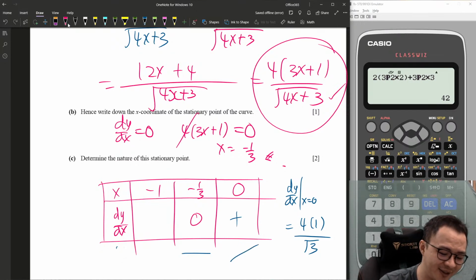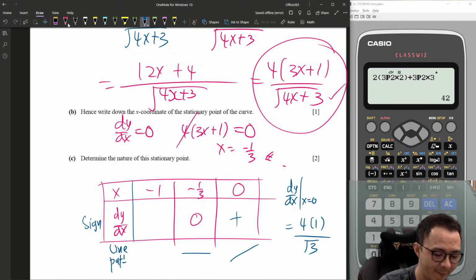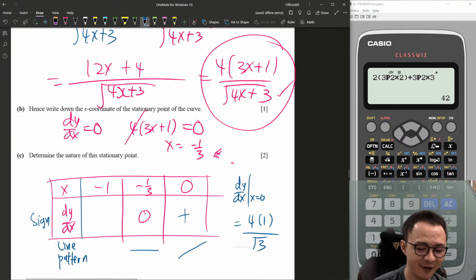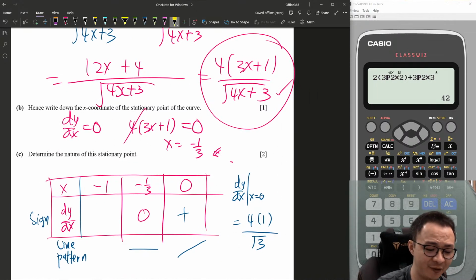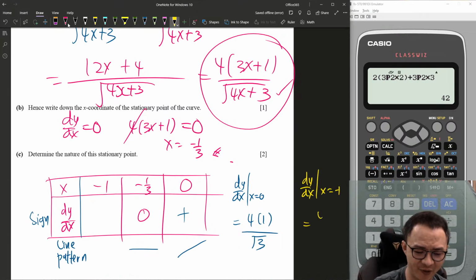This one actually should be sine. This one should be sine. This one I can say the line pattern. Then I can try about negative 1 for dy dx when x is negative 1. You sub into the dy dx. This one will be 4.